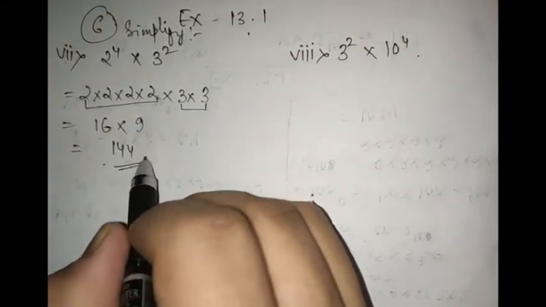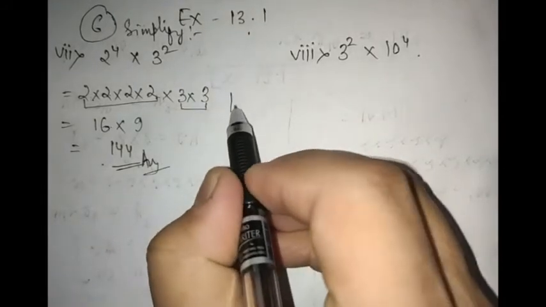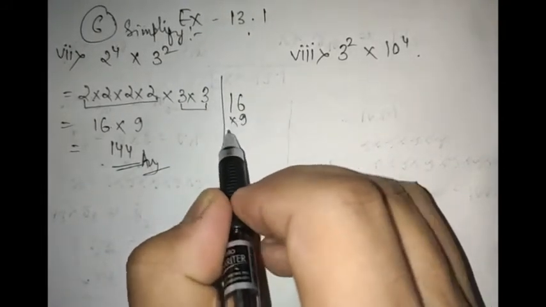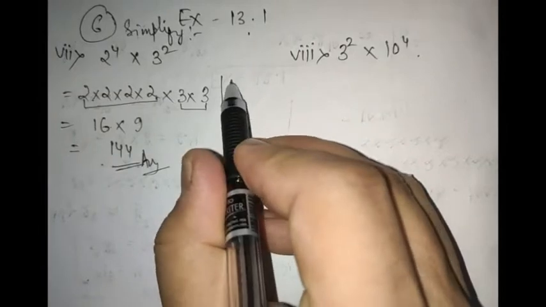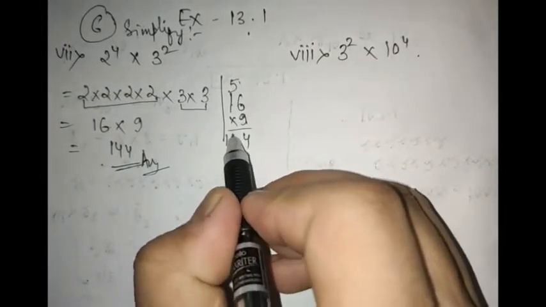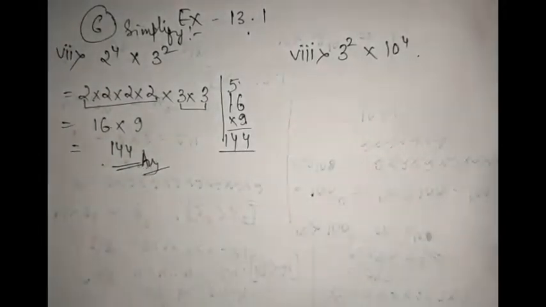You can cross check your answer. 16 into 9: 9 6s are 54, 5 in hand, 9 1s are 9, 9 plus 5 is 14. So 144 is the answer.